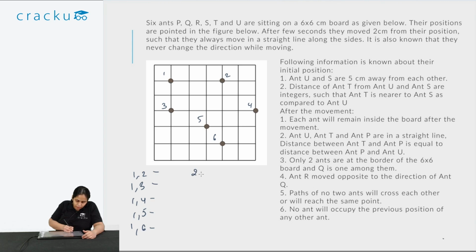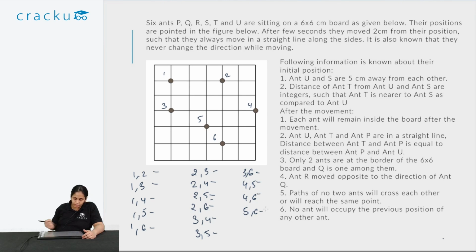So the pairs are 1-2, 1-3, 1-4, 1-5, 1-6, 2-3, 2-4, 2-5, 2-6, 3-4, 3-5, 3-6, then 4-5 and 4-6, and 5-6. These are all the pairs and we have to figure out the distances between them.